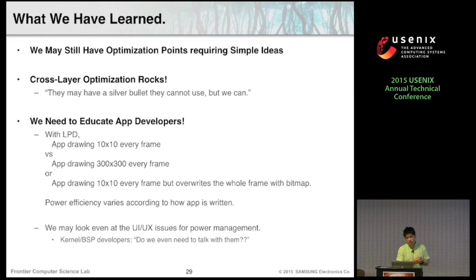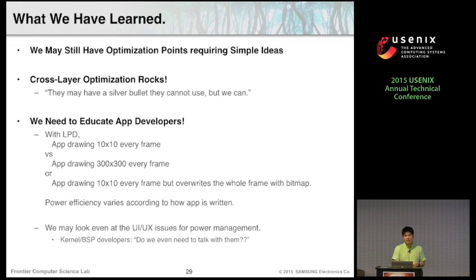So what we have learned from the implementation of LPD is that we may still have optimization points requiring simple ideas. LPD is just using the updated regions of the frames. So the idea is simple, and we may have other optimization ideas that are quite simple. We still need cross-layer optimization in graphical stacks because there is some information required by hardware or kernel, but the information just resides in upper layers like applications or middleware. So they may have some ideas or information that we need, but they cannot use.